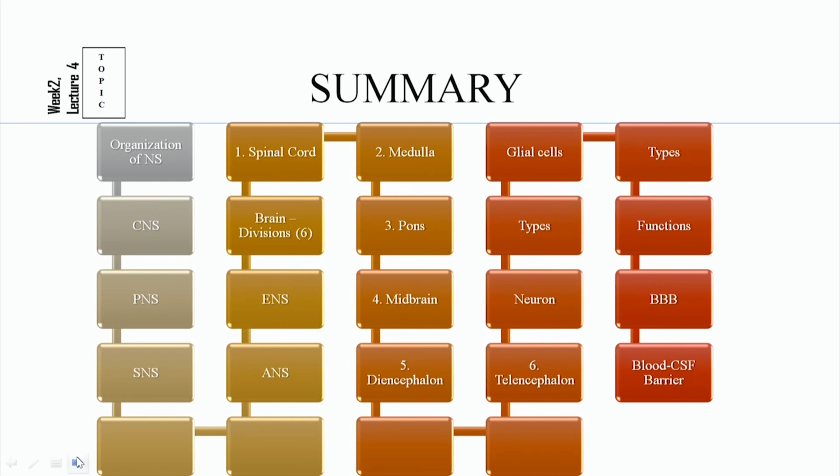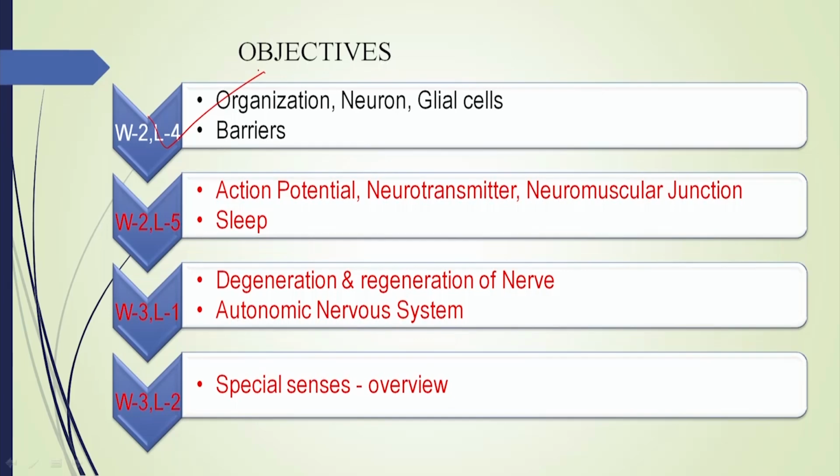Let me summarize what we have seen today. We started with the organization of the nervous system: the CNS and the peripheral nervous system, then the somatic nervous system, autonomic nervous system, and enteric nervous system. Then I lectured on the brain and its divisions: spinal cord, brainstem, medulla, pons, midbrain, diencephalon, telencephalon. Then we saw the neuron and its types, and non-neuronal cells such as glial cells and their types and functions, and lastly the different barriers such as the blood-brain barrier and the blood-CSF barrier. With this, we completed the first objective.